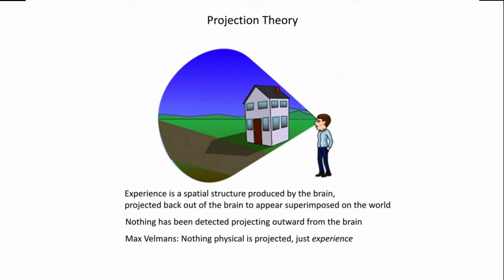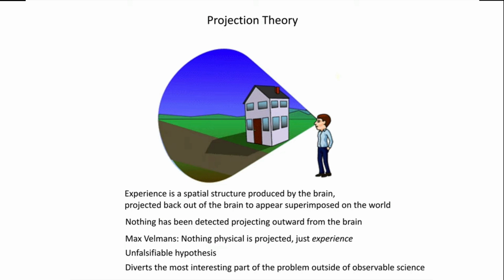Max Velmans, the modern proponent of this projection theory, insists that nothing physical is projected, it is just experience that is projected. Well, the first problem with this is it's an unfalsifiable hypothesis, because its prediction that nothing will be detected coming out of the brain is identical to the null prediction that nothing is actually projected from the brain. Furthermore, this projection theory diverts the most interesting part of the problem of vision to outside the world of observable science.